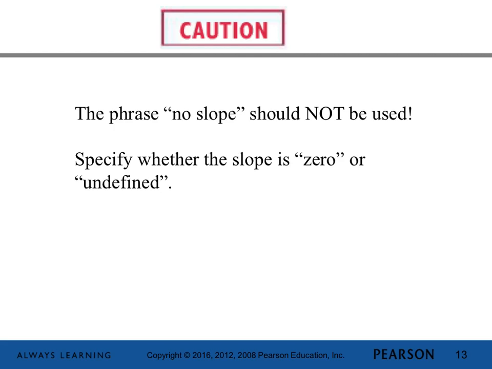And notice here, this is very, very important to me. I will remind you of this if you make the mistake. Do not ever use the phrase "no slope." You need to specify whether that slope is 0 or undefined, because "no" could actually mean either one. No meaning none, which is 0, or no slope could mean that it doesn't slant, which is what an undefined slope is. An undefined slope is a vertical line.